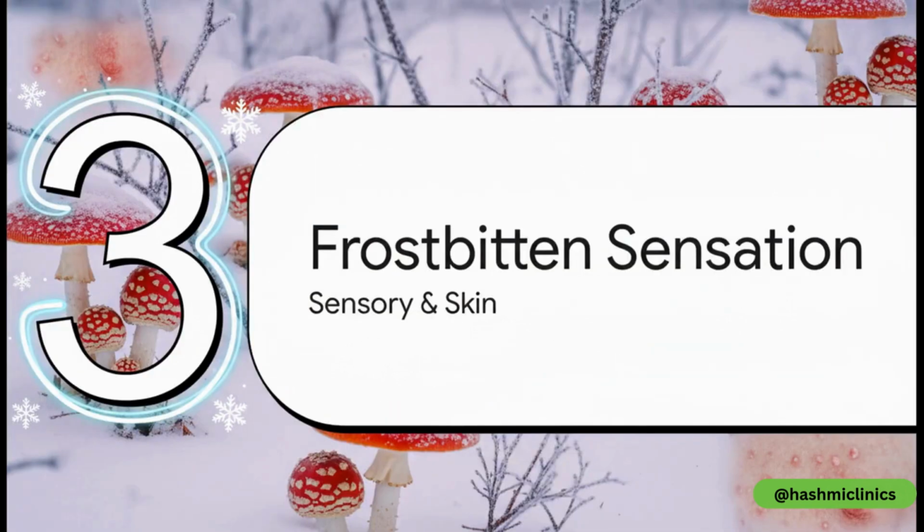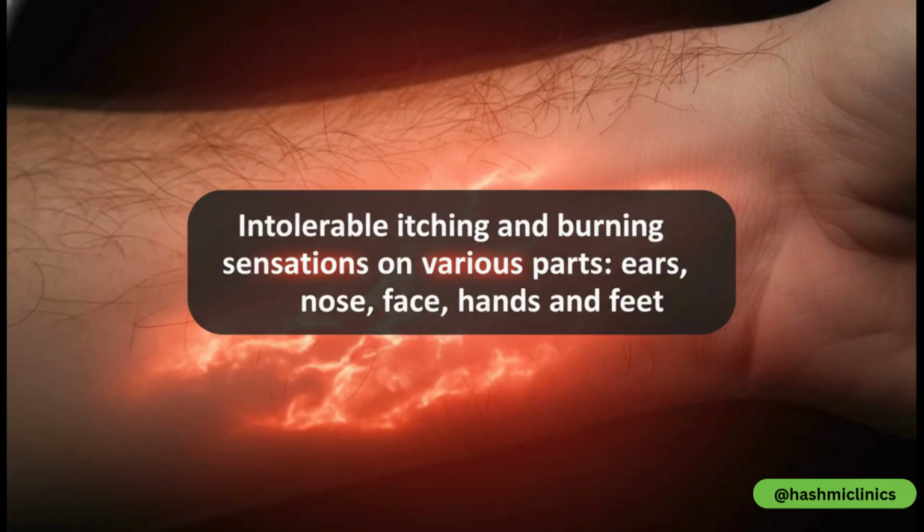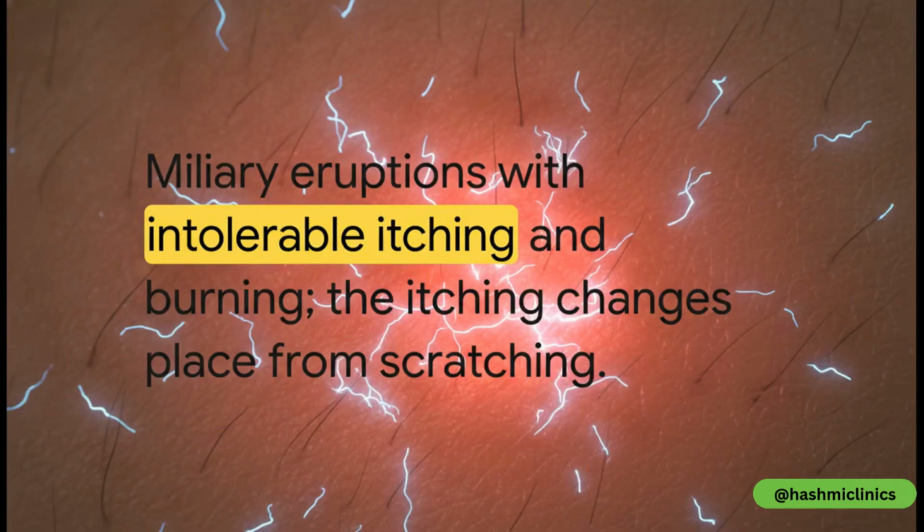Okay, so moving from the motor sphere over to the sensory sphere, we find another unique and characteristic part of this remedy picture. The skin symptoms are just as chaotic and contradictory as the motor symptoms we just talked about. First, this sensory disturbance shows up as an intense, intolerable burning sensation. And along with that burning comes an equally intolerable itching. What's really characteristic is that the itching changes place as soon as they scratch it, which, as you can imagine, drives the patient absolutely crazy.